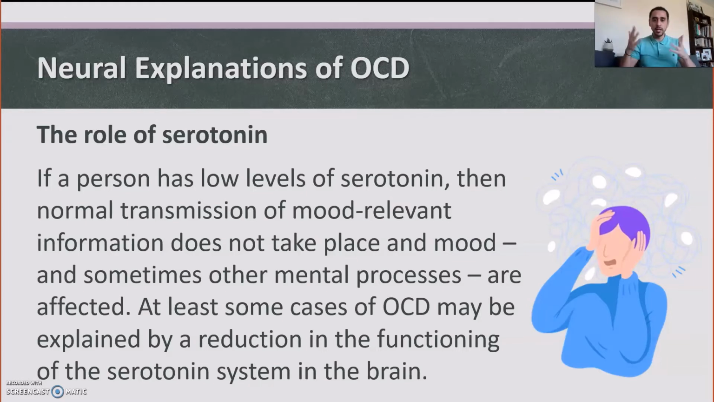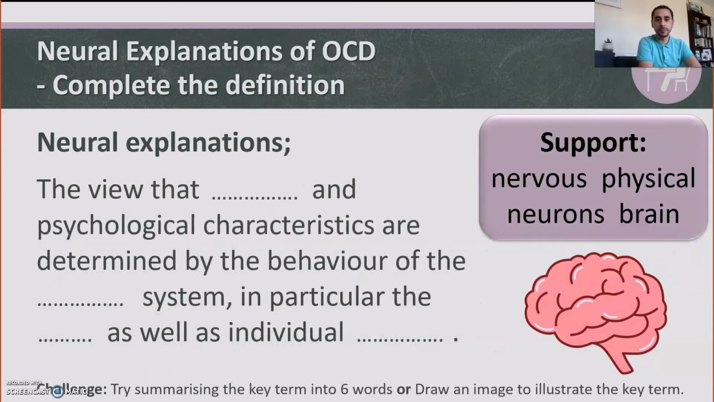and one of the messages might be create serotonin. Now what they're finding is, if the message isn't going across correctly, across the neurons, across the synapse, then that results in low levels of serotonin. Now serotonin has been known to regulate mood, and those people that have low levels of serotonin may not be able to regulate their mood, and therefore may result in obsessive compulsive disorder symptoms. Those are the neural explanations.